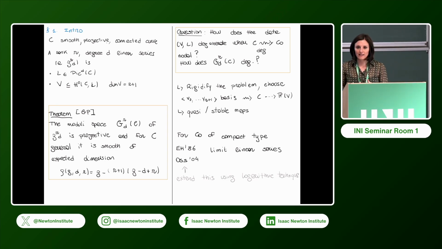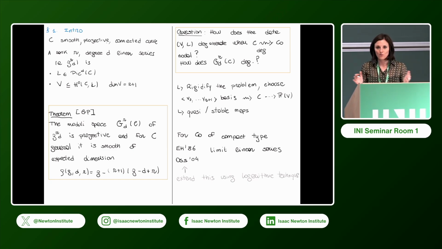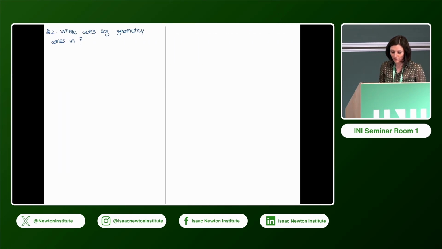using a more classical theory of compactified Jacobians and Voronoi tilings. And it will be interesting to try and compare all of these different approaches and see what works best in what theory. But that's not what we're going to do today. So as I said, I want to take the logarithmic geometry approach, and so where does log geometry come in?